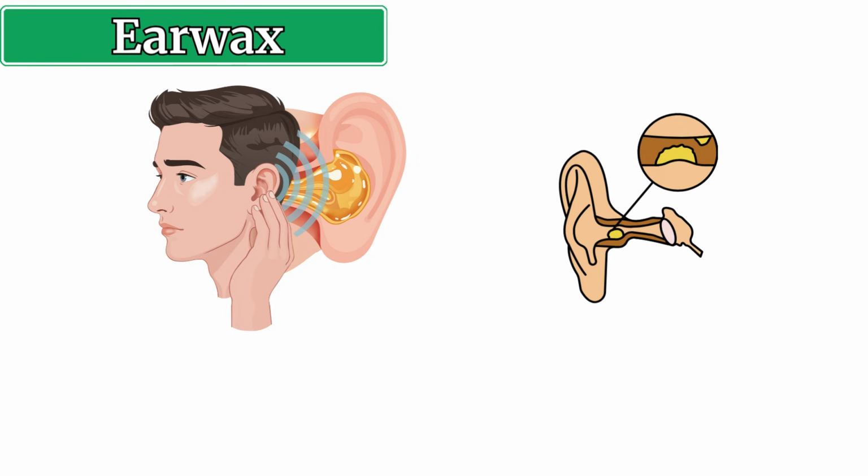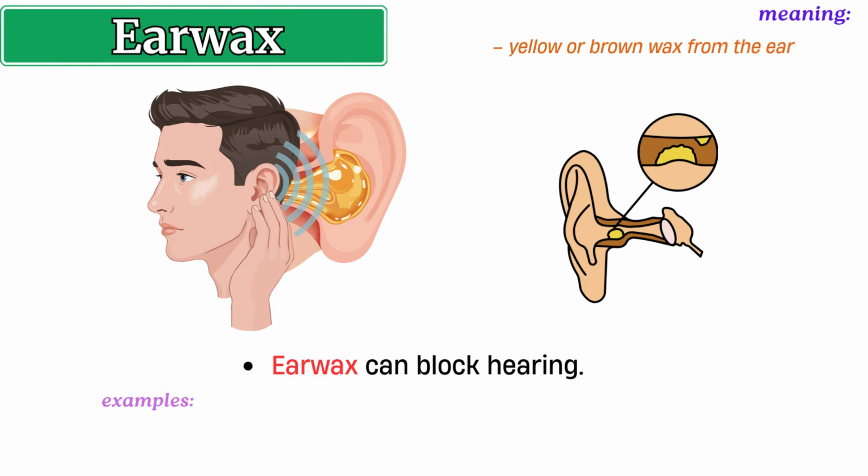Earwax. Yellow or brown wax from the ear. Earwax can block hearing. She cleaned the earwax gently.